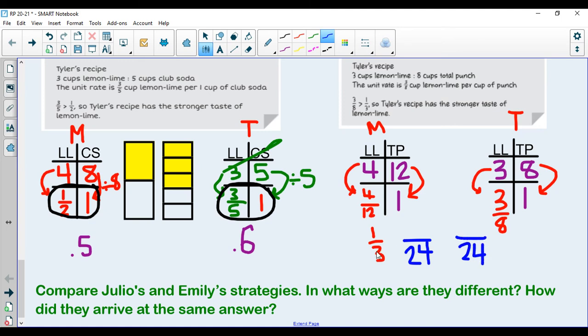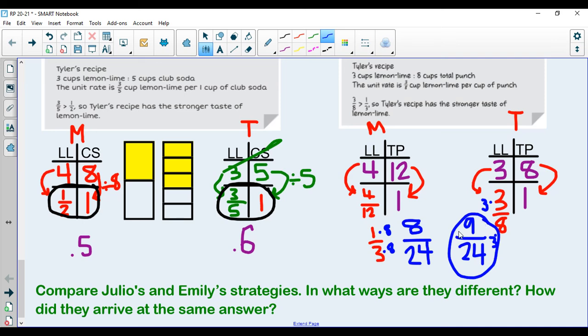So now 3 times what number gives me 24? Well, I know that 3 times 8 gives me 24, so I would multiply 1 times 8. I know that Mason's punch is 8/24 lemon lime. To get from 8 in the denominator to 24 in the denominator, I would multiply by 3. So I need to multiply the numerator by 3, which would give me 9. So you see it's just slightly more lemon lime flavor in Tyler's punch.